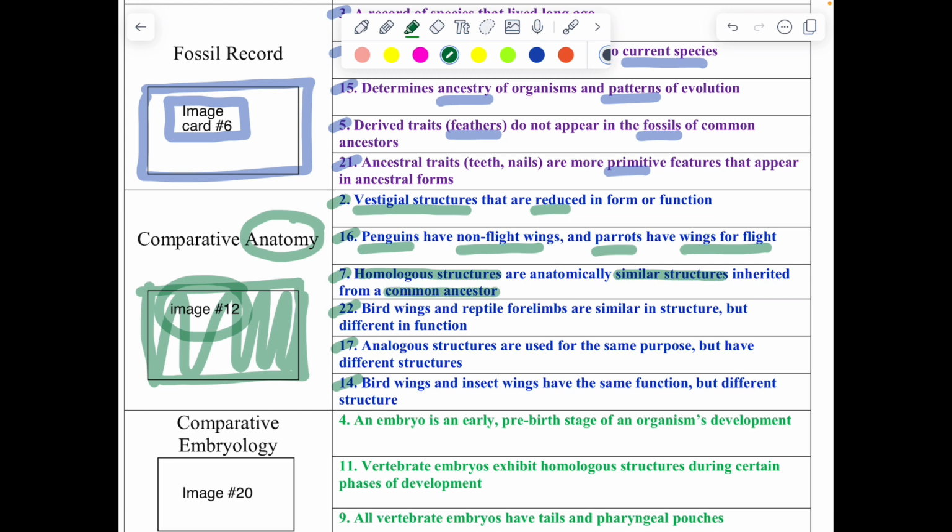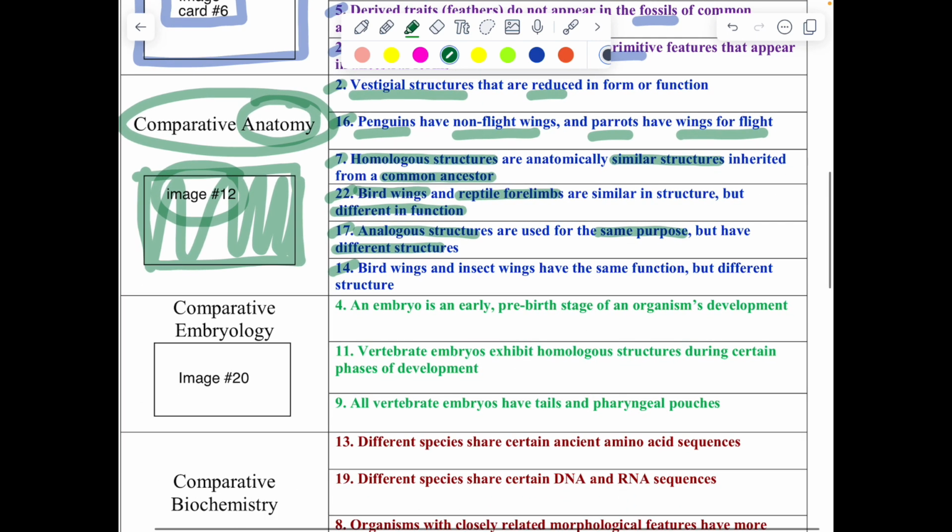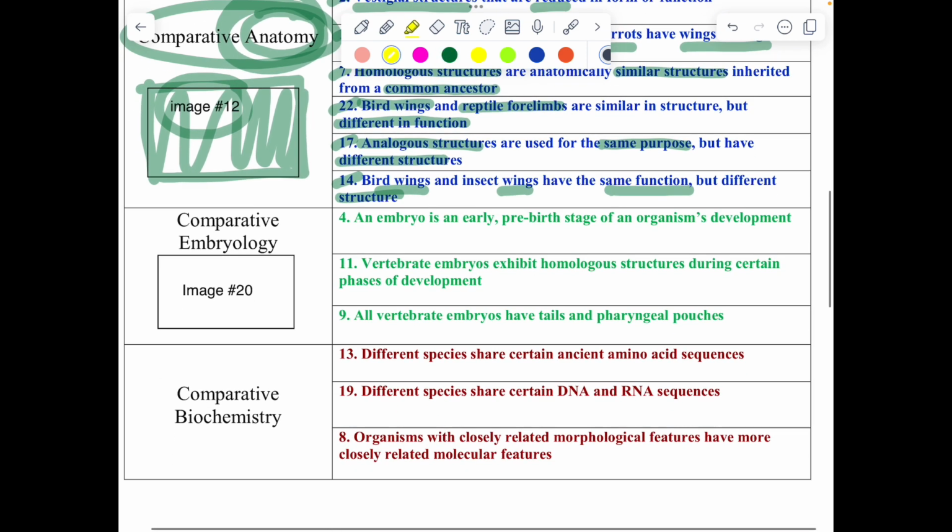Number 22, bird wings and reptiles' forelimbs are very similar in their structure, but they are very different in their function. Analogous structures also fit under comparative anatomy. They're used for the same purpose, but they have different structures. And then finally, birds' wings and insects' wings have the same function, but they have very different anatomy and structure. The next one, comparative embryology.